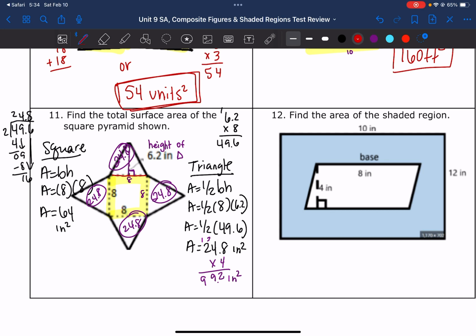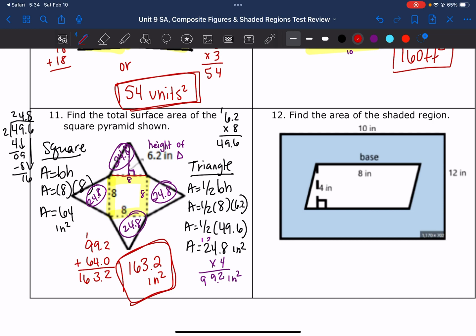Now, what do we do with both of these two areas? We are going to take 99.2 and add that to 64.0. 2 here, 10, 9, 10, 13 here. 9 plus 1 is 10, 16. So we get an answer of 163.2 inches squared as our final answer.